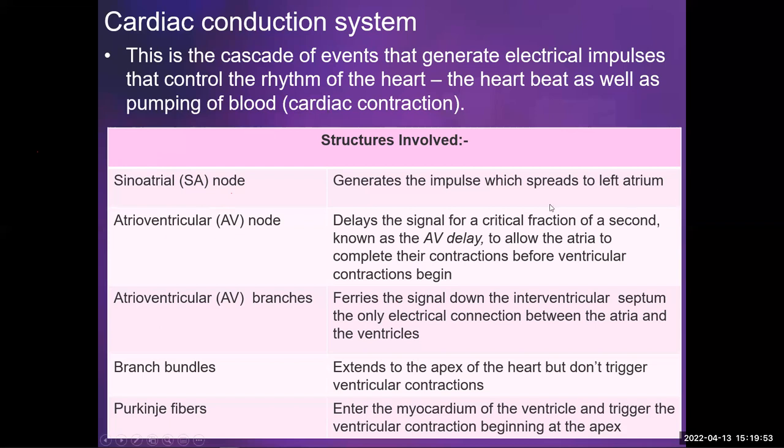All of these others really support the SA node. The AV node delays the signal. The AV branches ferry the signal down the septum. The branch extends it down to the apex of the heart and the Purkinje fibers. It then goes to the myocardium. So all of these really support, but the main one is the SA node. That's the one that starts it up.